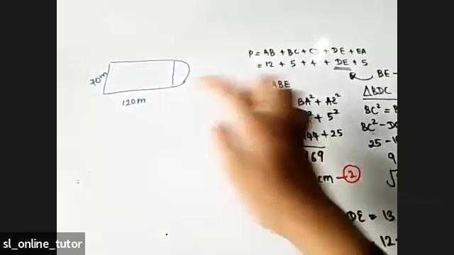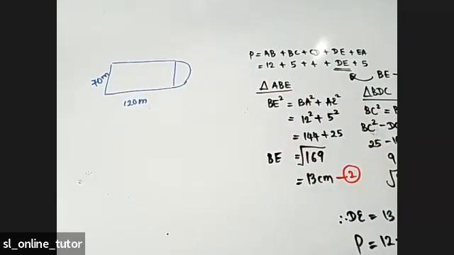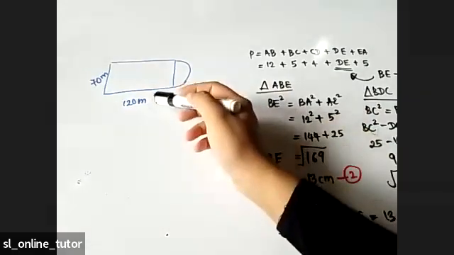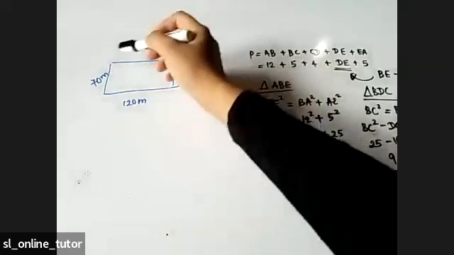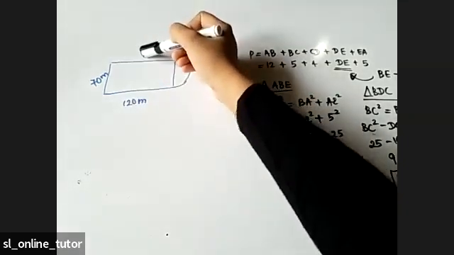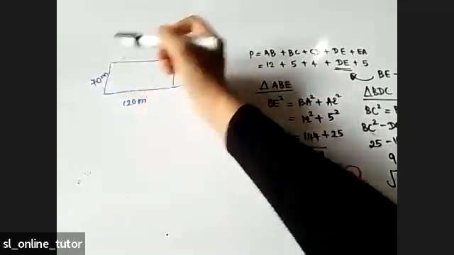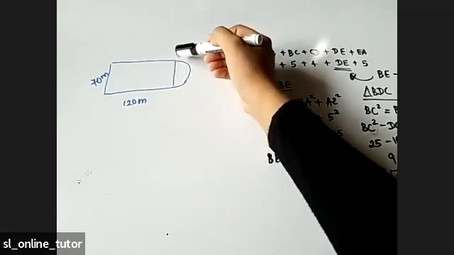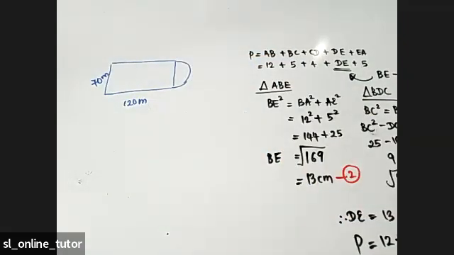Right, now listen to the question here. This is the first diagram. How can you find the perimeter of this diagram? Perimeter of this diagram means you're adding all the outer boundary. 120, this is also 120, this is 70, and we are not adding this one. We add the arc length. So we will have to find the arc length.